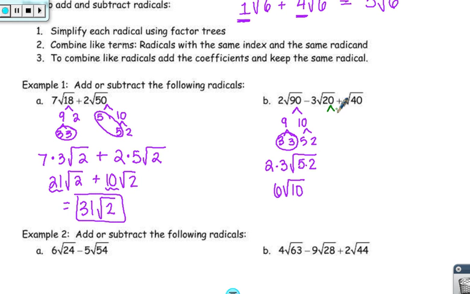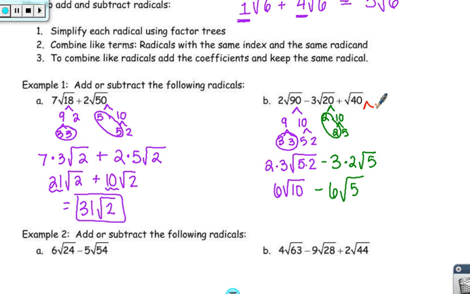The square root of 20. 2 times 10, 5 times 2. Group of 2 can go out. There's a 3 already on the outside. I'm bringing out a 2, and a 5 is staying in. So negative 3 square roots of 20 simplifies to minus 6 square roots of 5.